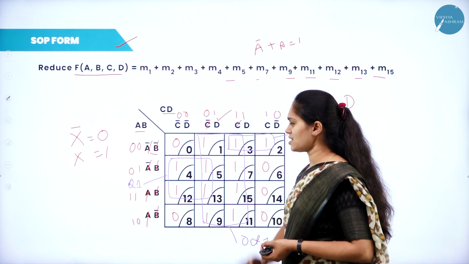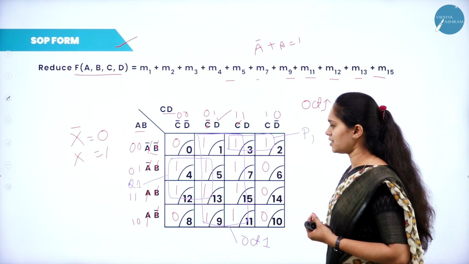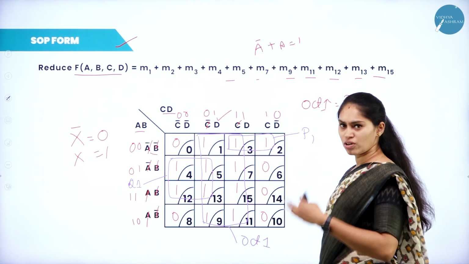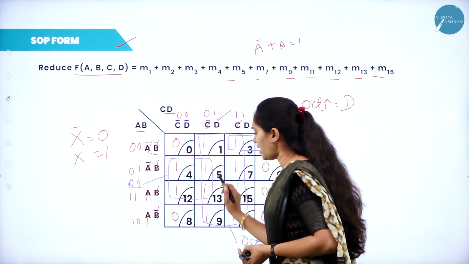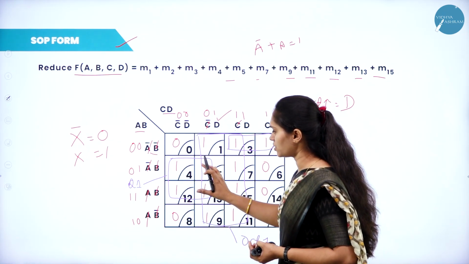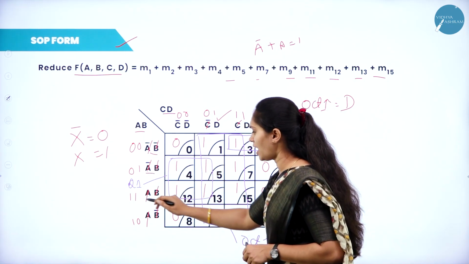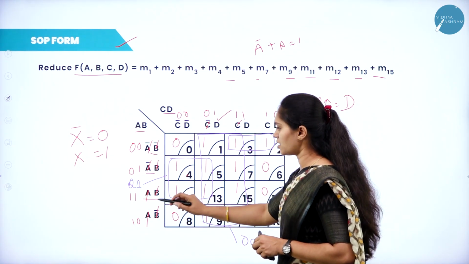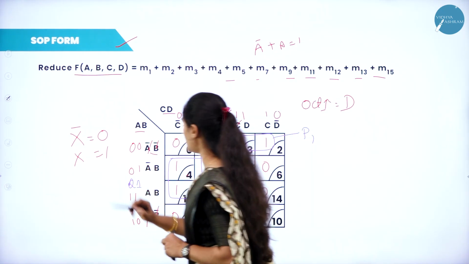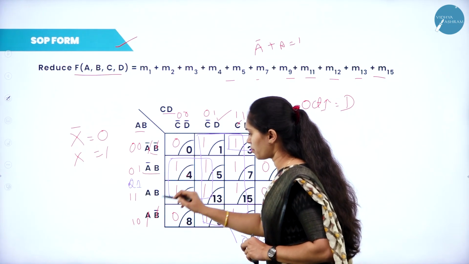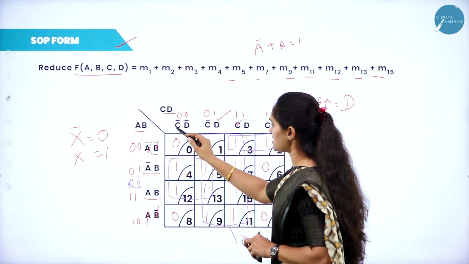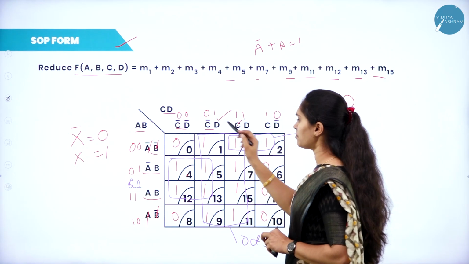Next, let me go with this quad. If I want to consider the quad, what are the rows and columns I am supposed to consider? Here I have to consider this box, so it includes A bar B and AB, right? Let me erase these 2 here. Now I have to consider this A bar B row and AB row along with this C bar D bar column, then C bar D column.